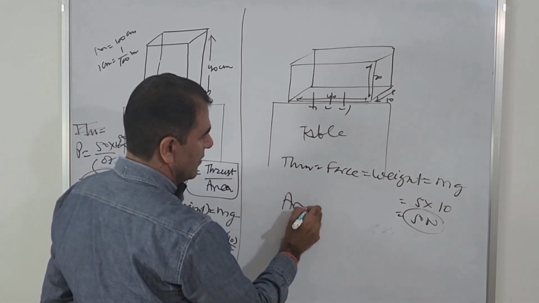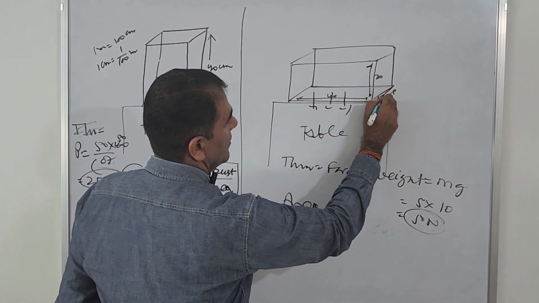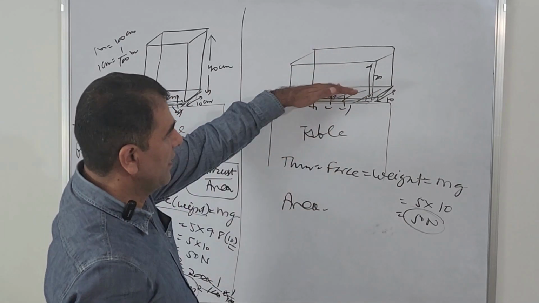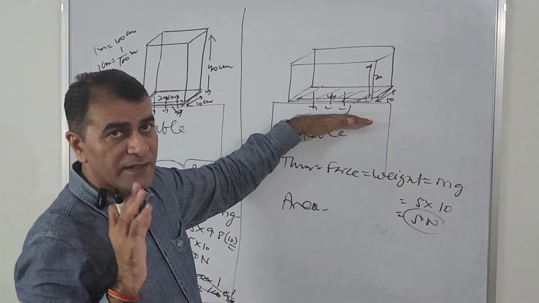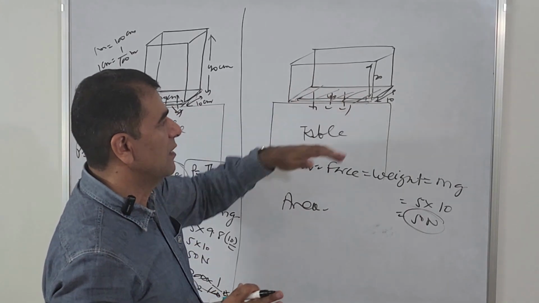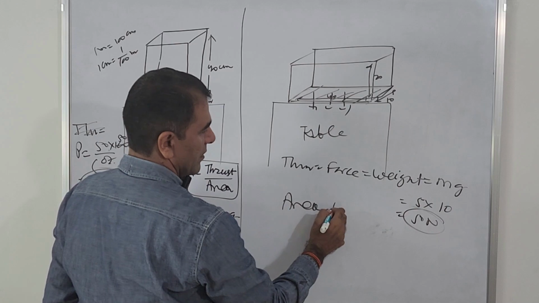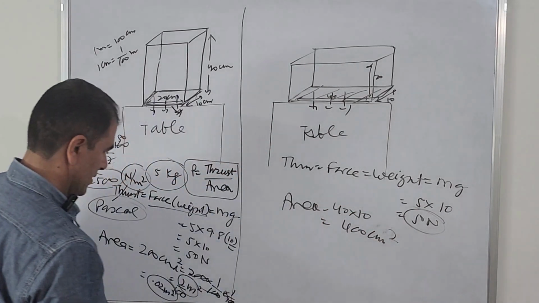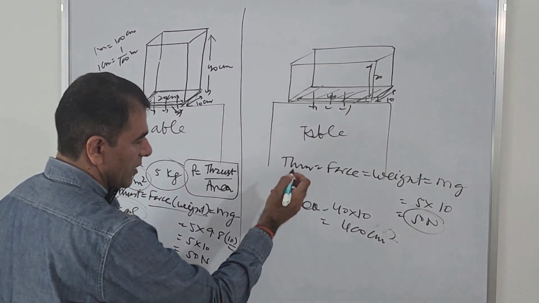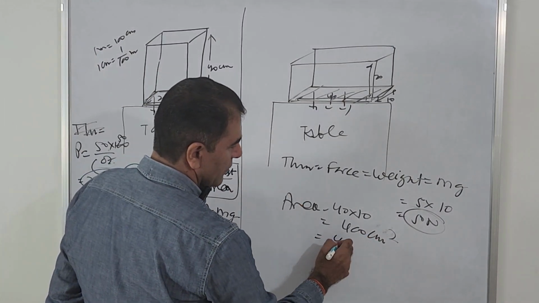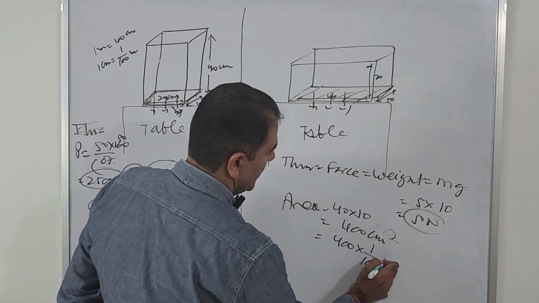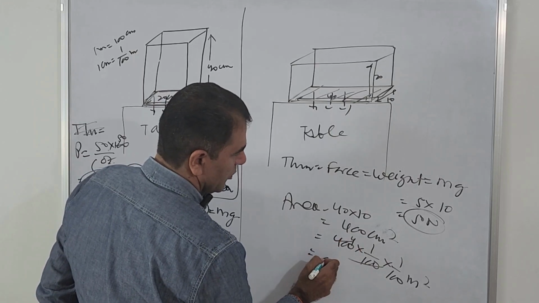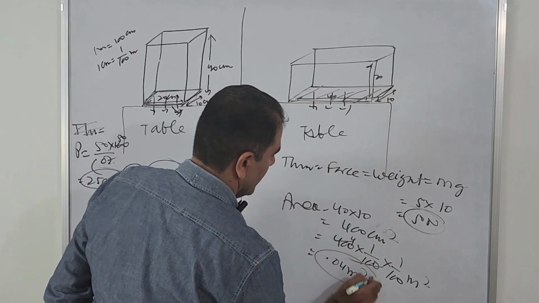Now take area. What is area? This much only. This much area. Okay, not all the area, because only this area is in contact. We take only that area into consideration which is in contact with the table. So again, 40 into 10. That is 400 centimeter square. Okay, 400 centimeter square. Now we will convert it into meter. 400 into 1 by 100 into 1 by 100. It becomes 0.04 meter square.